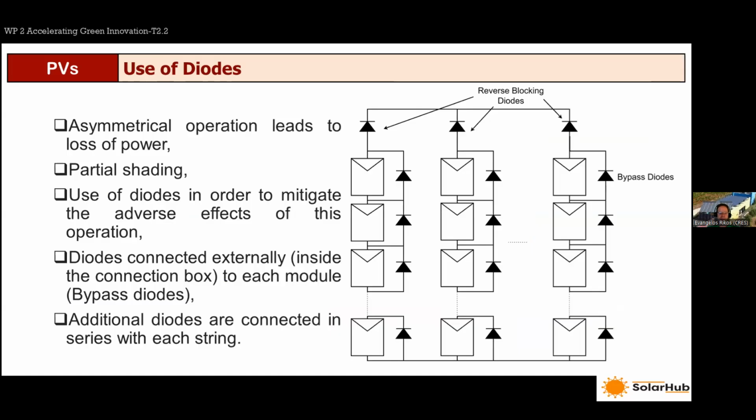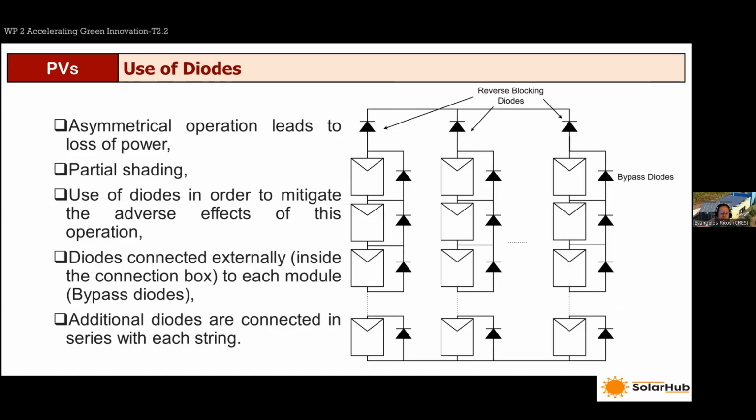These are external electronic components connected on purpose by the user, by the designer of the system, and their purpose is to optimize the performance of the array, because when you install multiple modules, the geometry of the setup is sometimes particular. You have various issues. You have asymmetrical operation, like, for example, partial shading that could happen at times during the day.